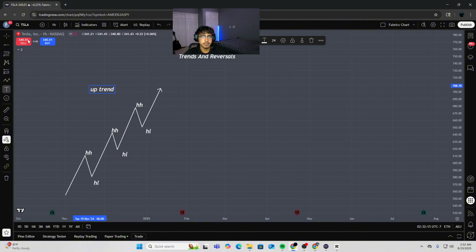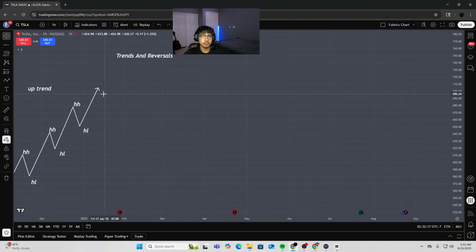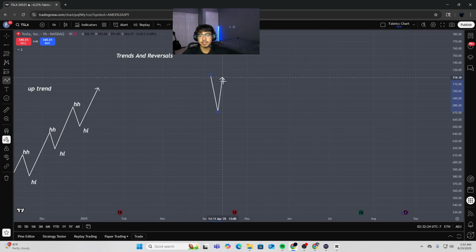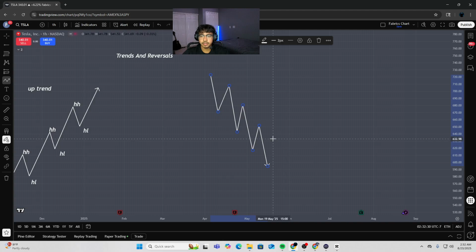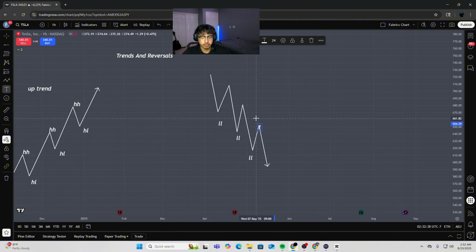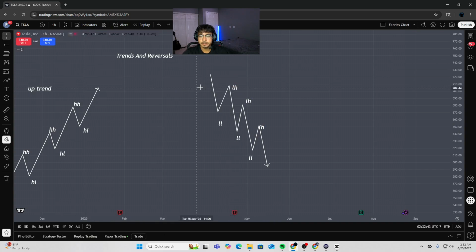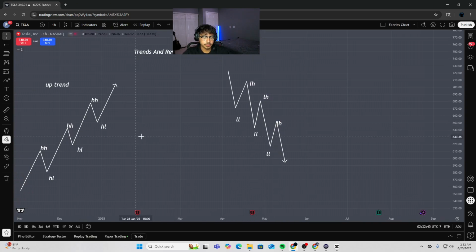And then right here we have a downtrend. This one is basically an uptrend, just the opposite. It consists of lower lows, lower highs, lower lows, lower highs, lower lows, lower highs, lower lows, and then lower highs. So right here, lower low. These points are all lower lows, and these points are all lower highs. And then from here, yes, this is a downtrend, right?